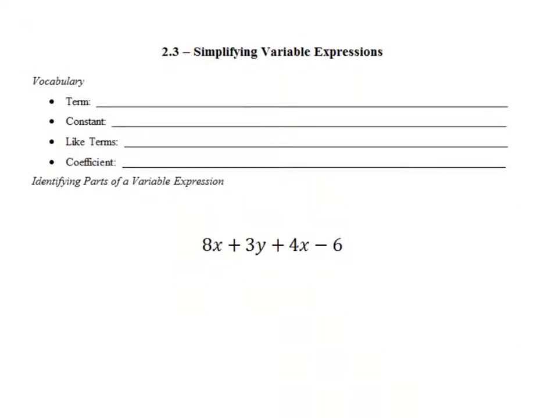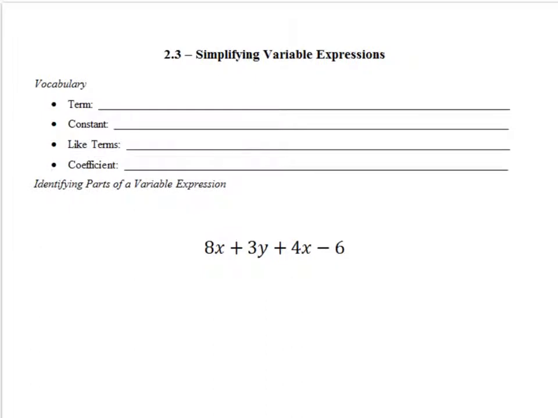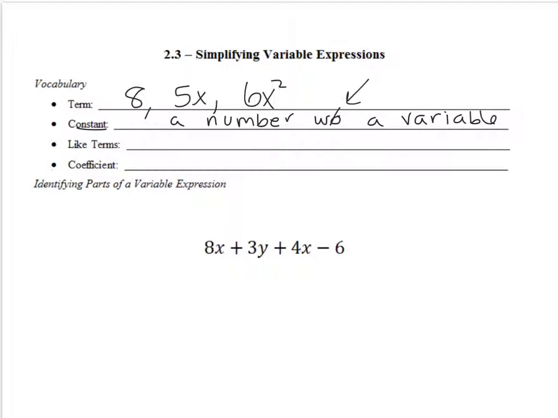A term is something that's separated by a plus or a minus. So a term could be like 8, it could be 5x, or 6x squared. Those are terms. A constant is just a number without a variable. This is shorthand for without. W with a slash O is the same thing as without.